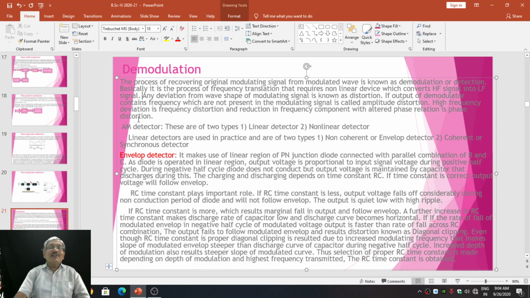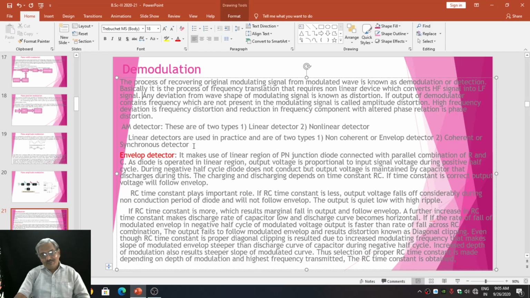As far as the AM detector is concerned, there are two types. One is a linear detector and the second one is a non-linear detector. The linear detectors are used in practice and these are of two types. One is the non-coherent or envelope detector, and the second one is the coherent or synchronous detector. The circuitry that is used to recover the original information is called the detector.